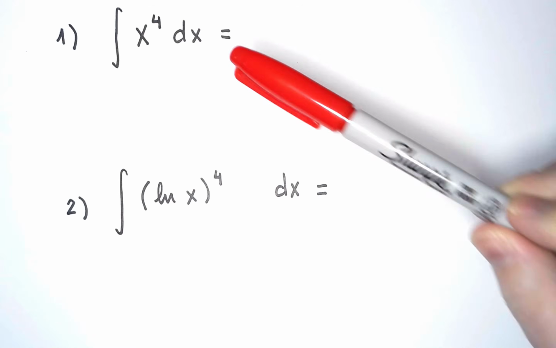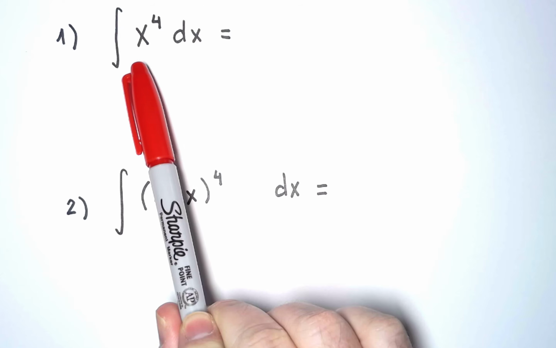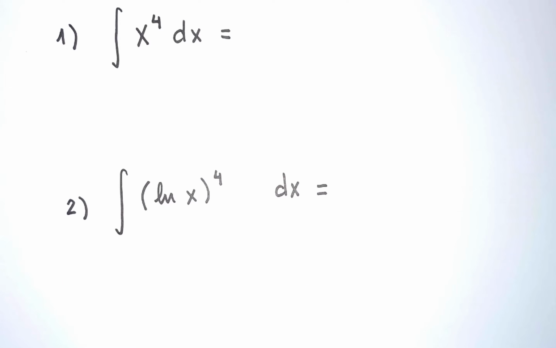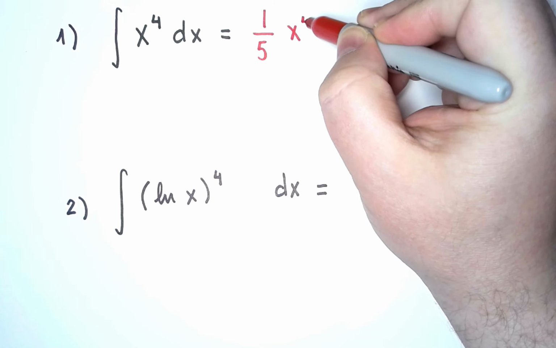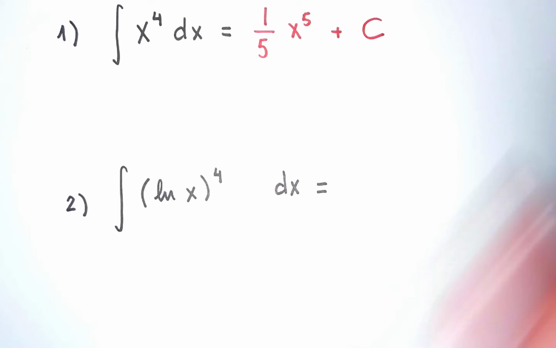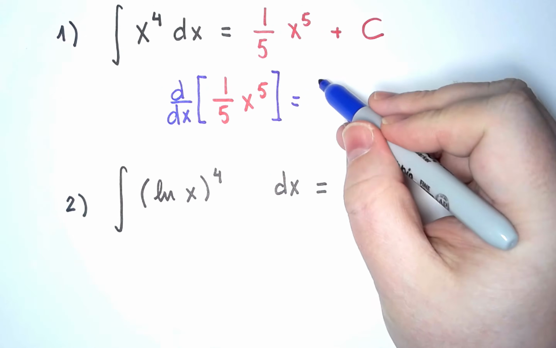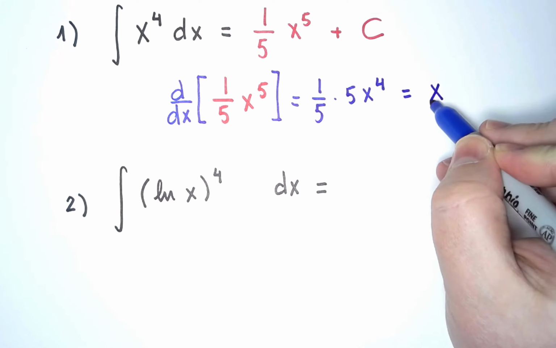To begin, let's have a look at these two antiderivatives. First, I have the antiderivative of x to the 4 with respect to x. I know this is 1 over 5 times x to the 5 plus an integration constant. Why? We can check it. The derivative of 1 over 5 times x to the 5 is 1 over 5 times 5x to the 4, which is x to the 4, as I wanted.